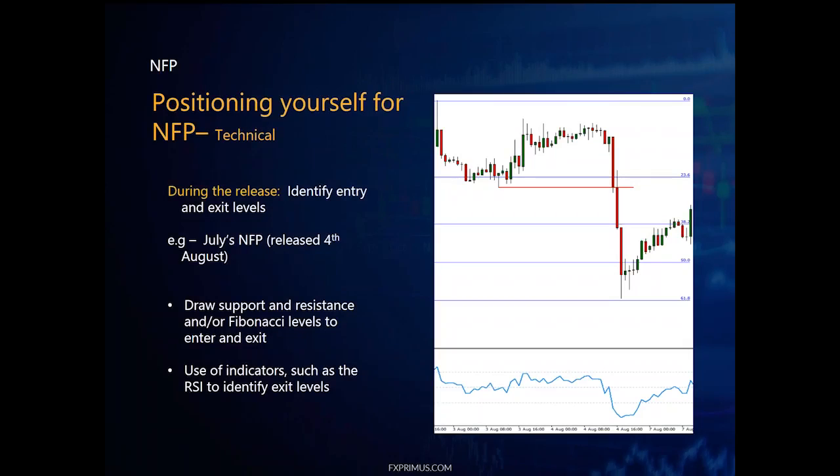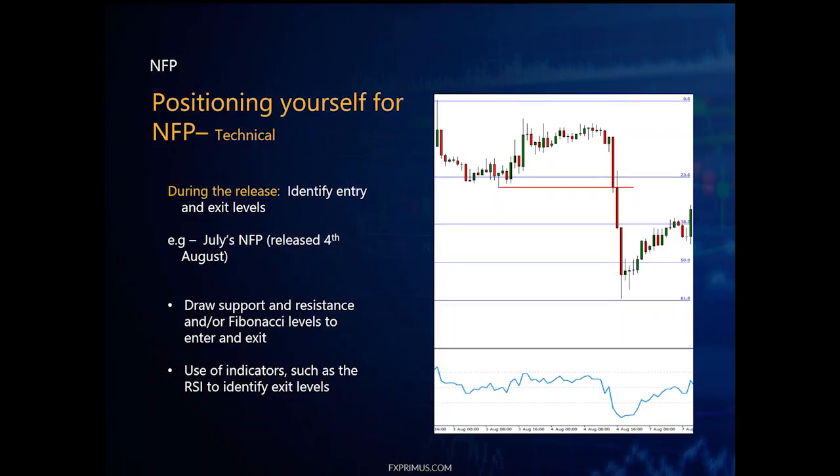Here you could identify exit and entry levels with the use of drawing support and resistance levels, Fibonacci retracement or extension, and drawing trend lines. I assume everyone can draw a support or resistance here. On this slide, we see July's NFP, the latest one. In red, you see the support level, a break of which could be an entry. This is the previous low, basically. And a reach of any Fibonacci level, the 38.2, the 50, the 61.8, could be an exit.